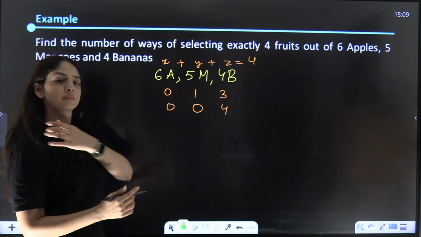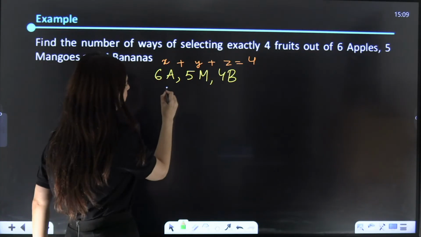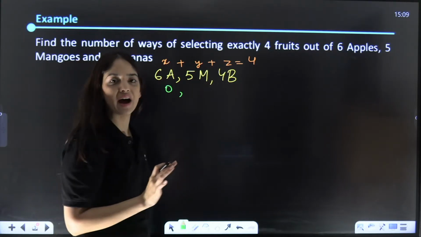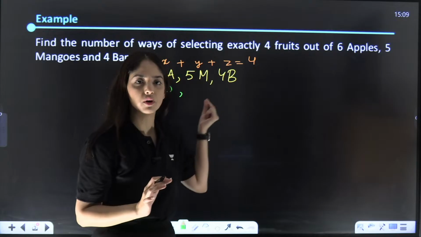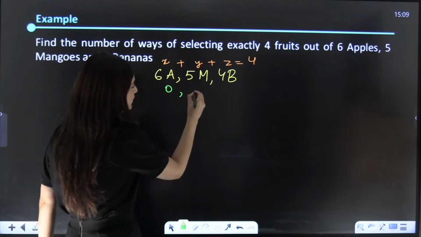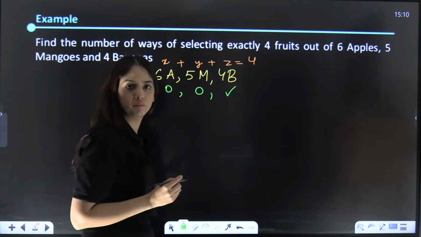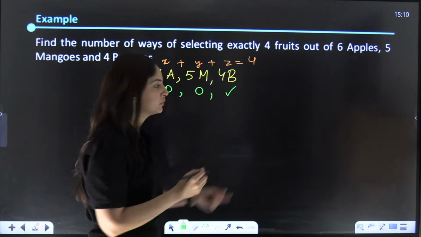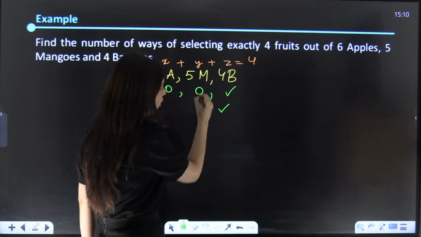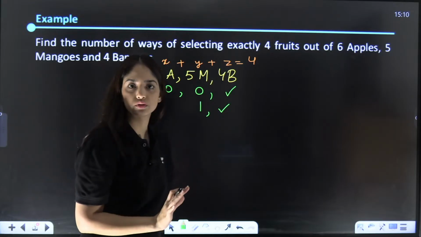Now, if we fix the first one, let's say 0, the sum of the remaining two has to be 4. If I fix this one, then I know this one, right? It will be 4. If it's 1, I still know this one, 3. So all I need is how many options do I have for the mangoes?